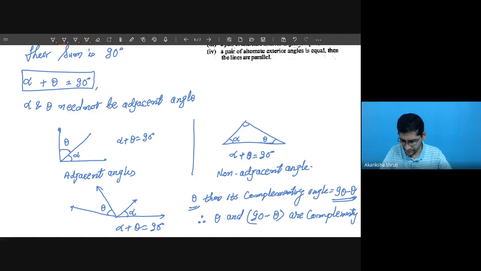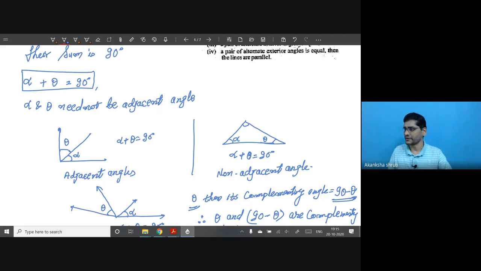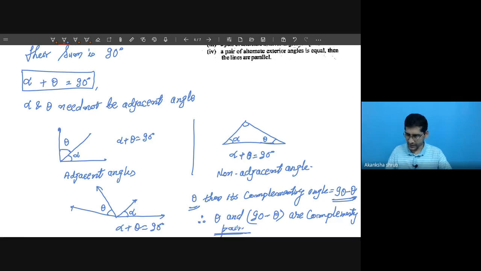Complementary pair always means two things. They are called complementary angles because if you add theta plus 90 minus theta, you will get 90 degree. It means theta and 90 minus theta are a complementary pair. So the question is framed based on this.